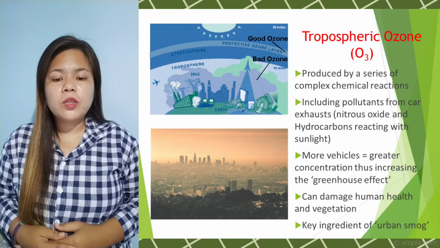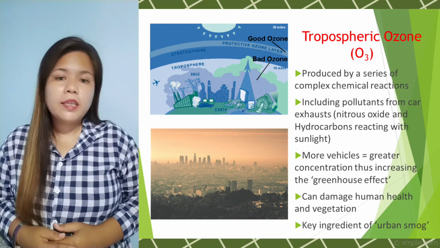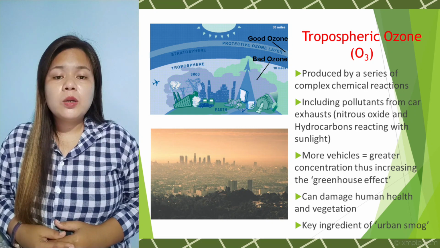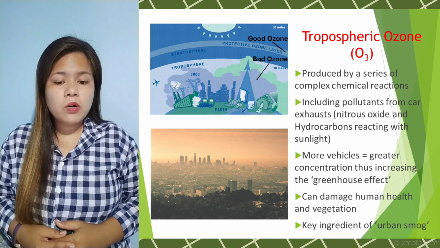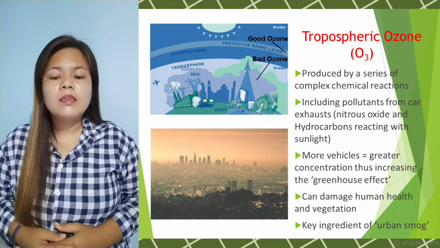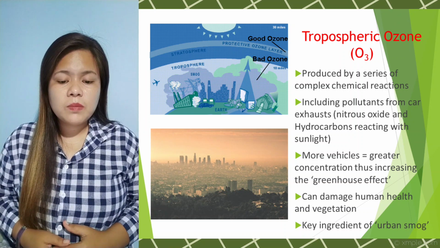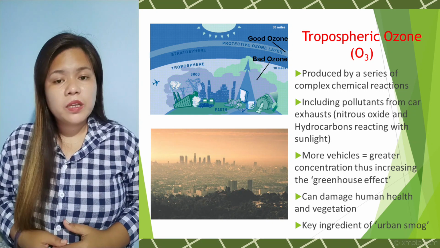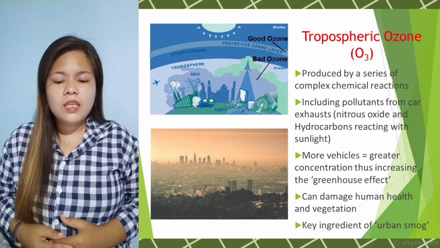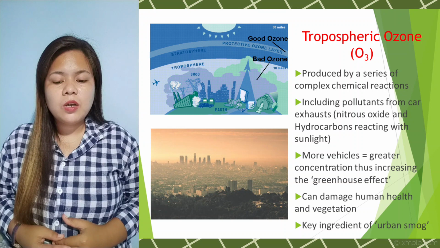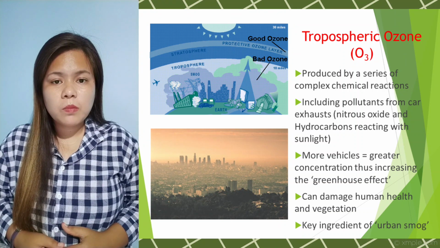Then we have also the tropospheric ozone, or O3. It is produced by a series of complex chemical reactions, including pollutants from car exhausts, or the nitrous oxide and hydrocarbons reacting with sunlight. More vehicles means greater concentration, thus increasing the greenhouse effect. It can damage human health and vegetation, and is a key ingredient of urban smog.